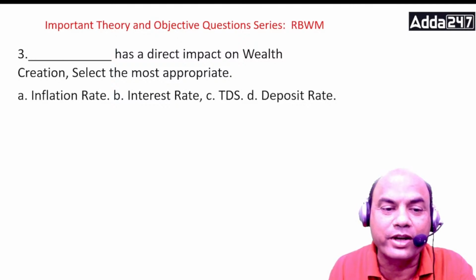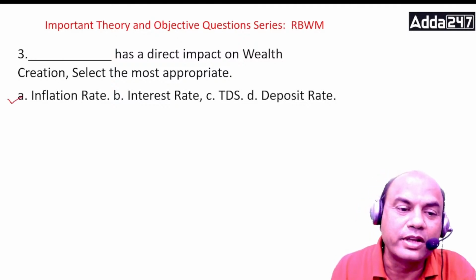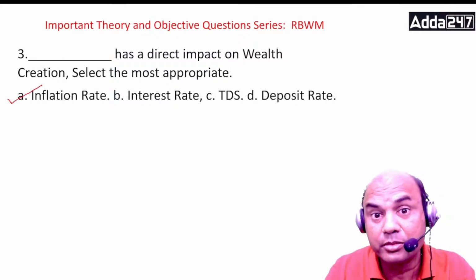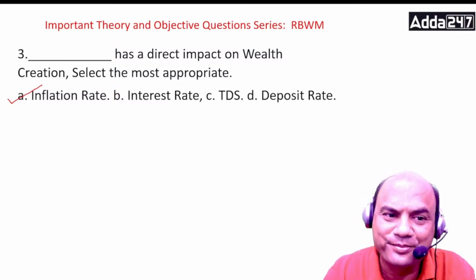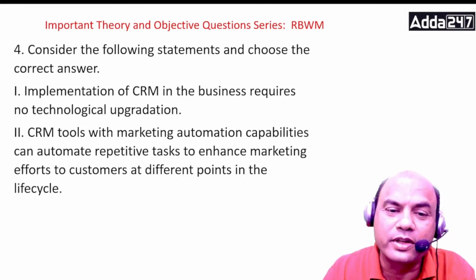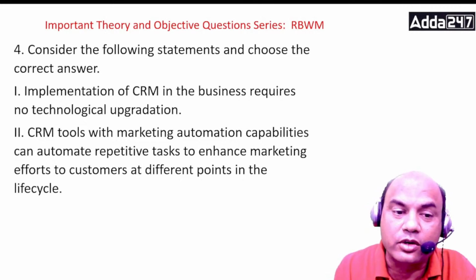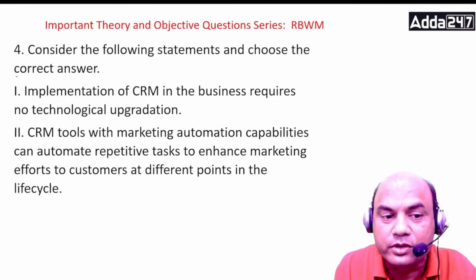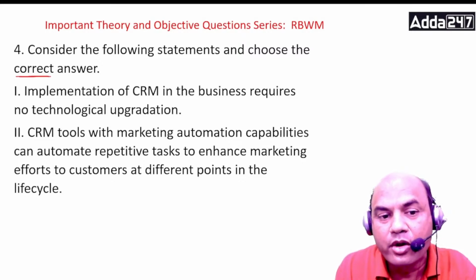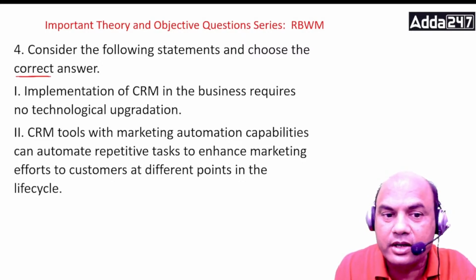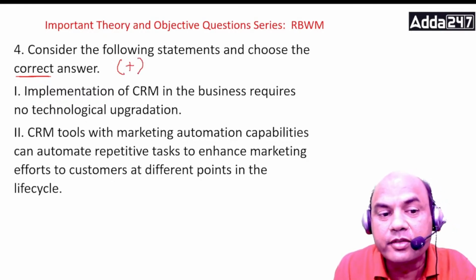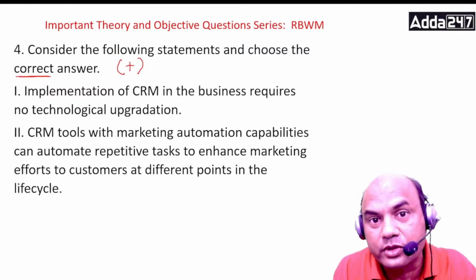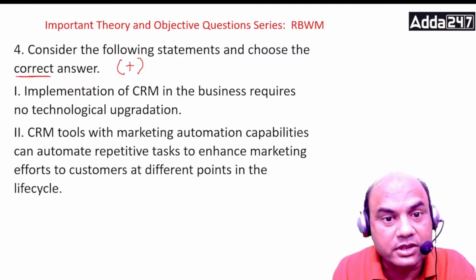Inflation rate will affect your wealth creation the most. It is the biggest killer of your wealth. Okay. Consider the following statements and choose the correct answer. Always in the exam, you look at what they want. Do they want correct or incorrect? If they want correct, it's called a positive question. If they want incorrect, it's called a negative question. So first focus on the question.